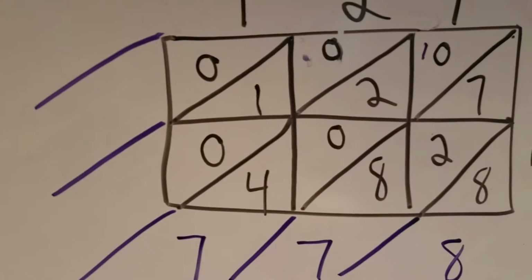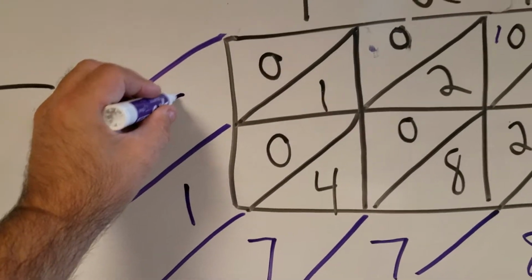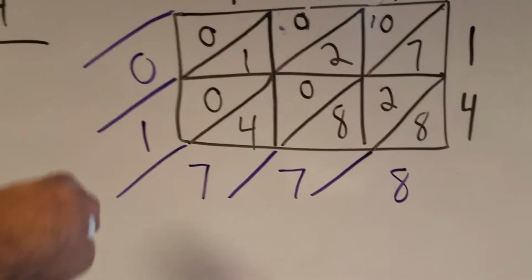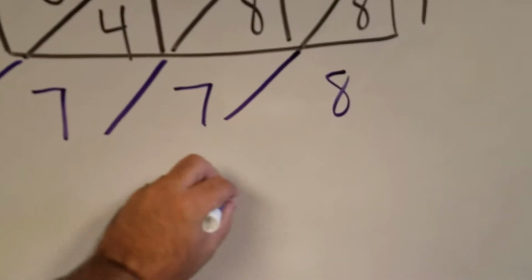Now I look at the next diagonal. 0 plus 1 plus 0 is 1. And there's nothing but a 0 left in the last diagonal. So my answer, getting rid of this 0 because I don't need it, is 1,778.